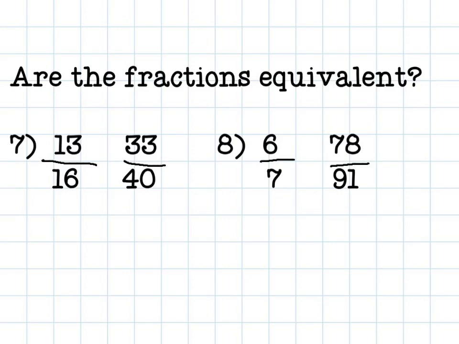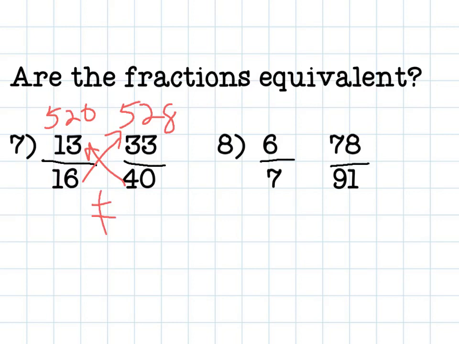So what we want to do is find out whether or not these fractions are equivalent. Multiply going up. Do 16 times 33, which comes out to 528. Do 40 times 13, which comes out to 520. Since the numbers are not equal, the fractions are not equal either, and they're not equivalent.